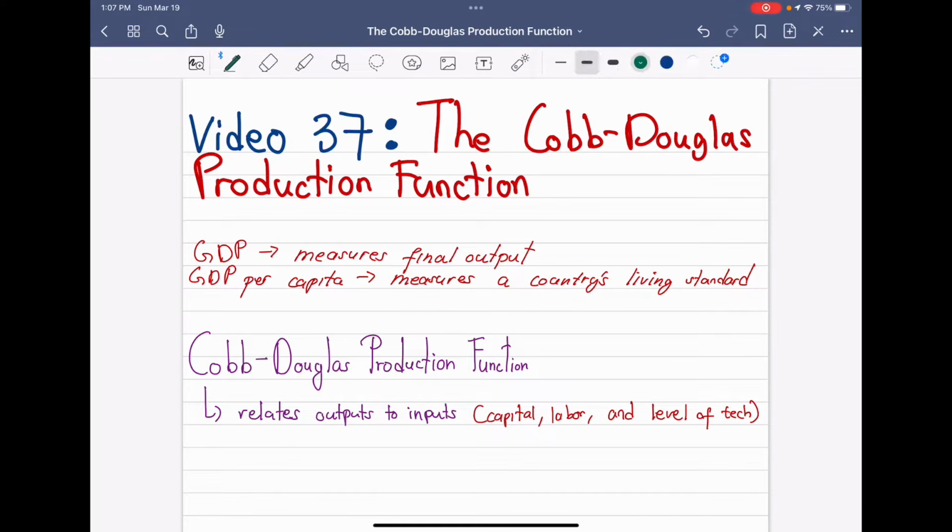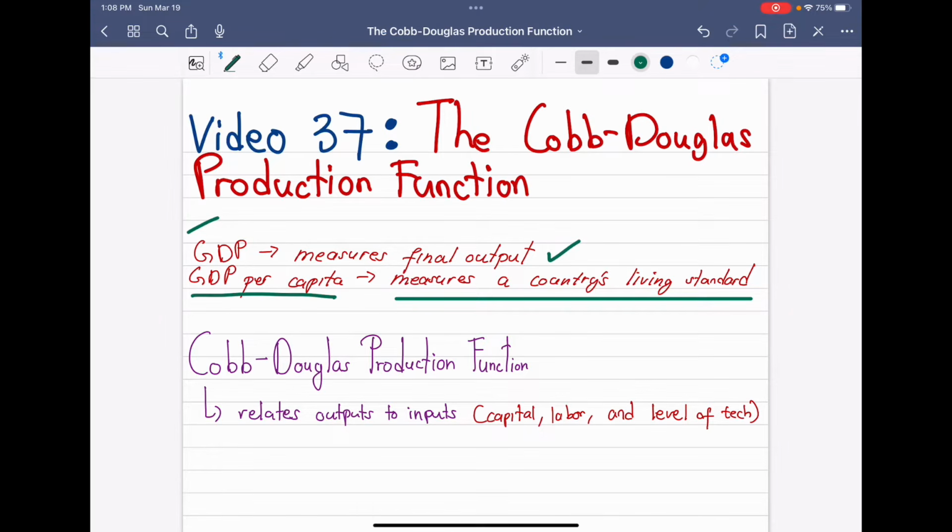This video will cover the Cobb-Douglas production function. Before we dive into this, let's refresh what is meant by GDP and GDP per capita. GDP essentially measures final output, and GDP per capita measures a country's living standard. So now that we have recalled these two concepts, let's dive into the Cobb-Douglas production function.